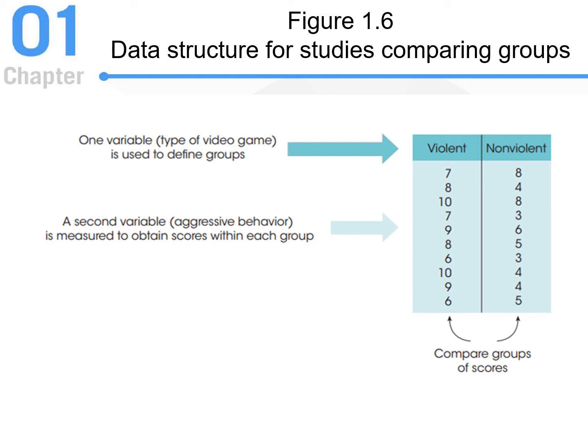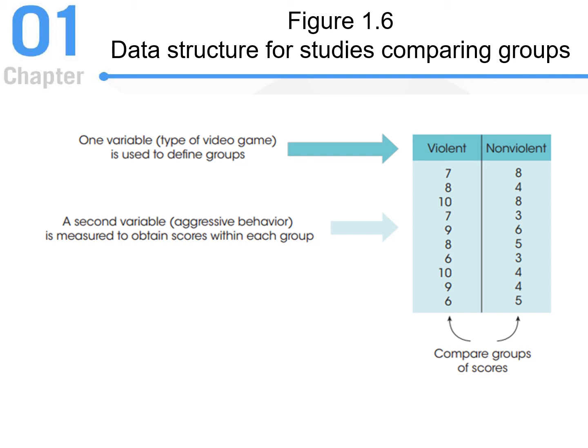Here's an example. I have one independent variable here, video games. I give half the participants a non-violent video game, and they play that non-violent video game. I give the other half a violent video game, and then I compare them. I compare them based off aggressive behavior. So the aggressive behavior is my dependent variable.